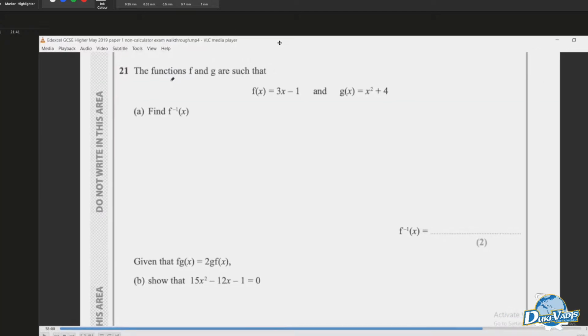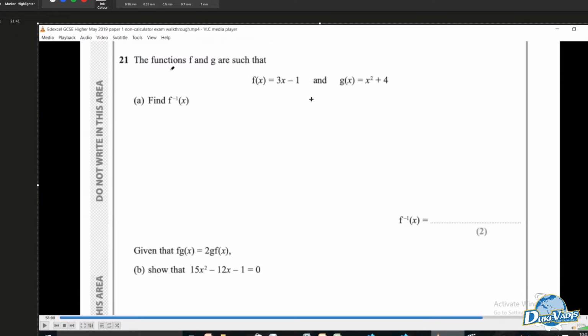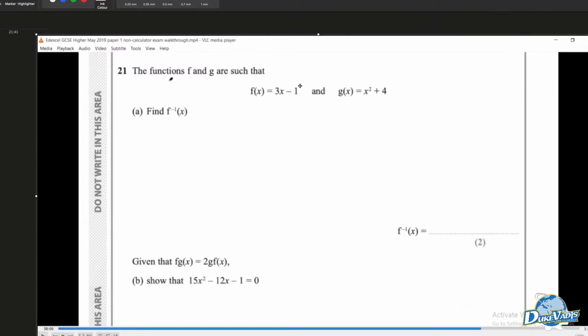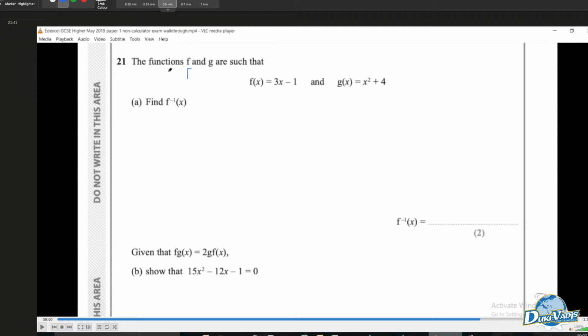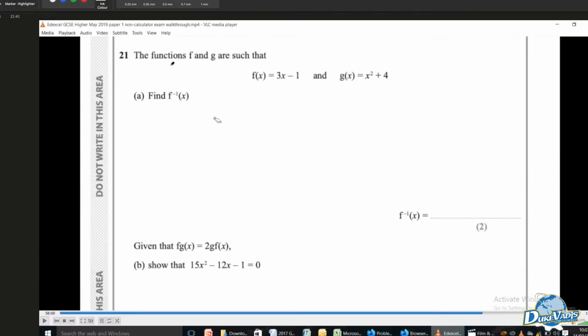This is the question given. 21. We have been given the function f. Let me clean it before I start. So the function f and the function g are such that f of x is given as 3x minus 1, and g of x is equal to x squared plus 4. Find the f inverse of x. So let's tackle that.